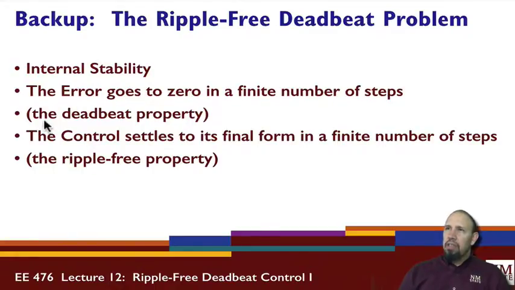All right, so just to back up: internal stability, the error goes to 0 in a finite number of steps, the deadbeat property. The control signal settles to its final form in a finite number of steps. That's the ripple-free property. So these are the properties that we end up having.